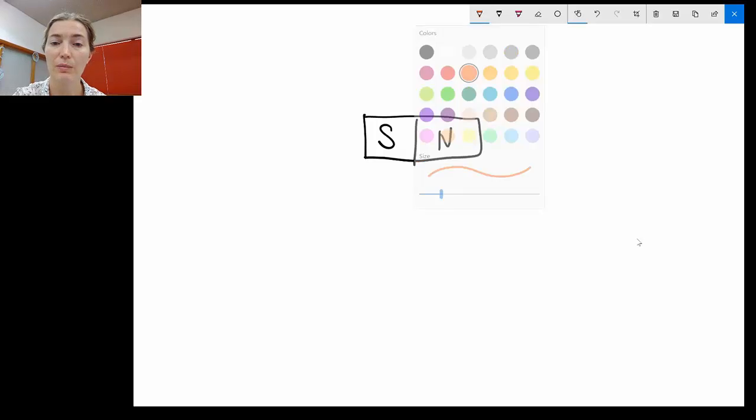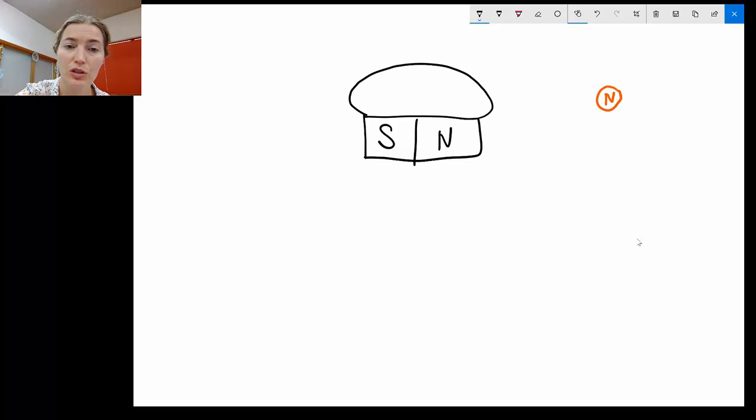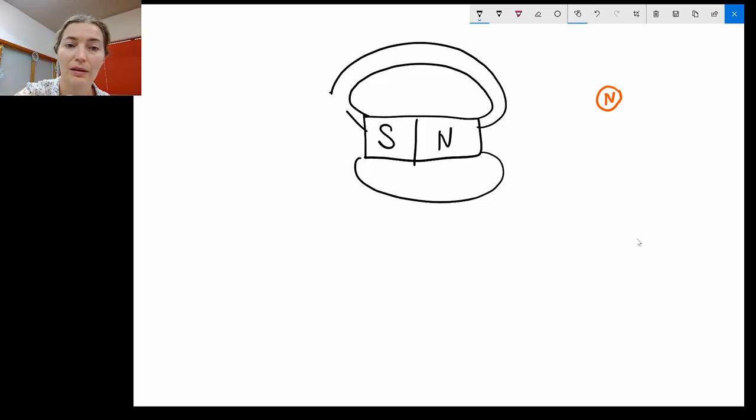So what we need to think about is, imagine if we had a tiny little north. Now, we actually can't separate a north from a south pole, but imagine if we had a little north, and we can represent the force field lines around a magnet in the direction that a tiny little north would move. So for this bar magnet, when we sprinkle iron filings around it, we get a pattern.